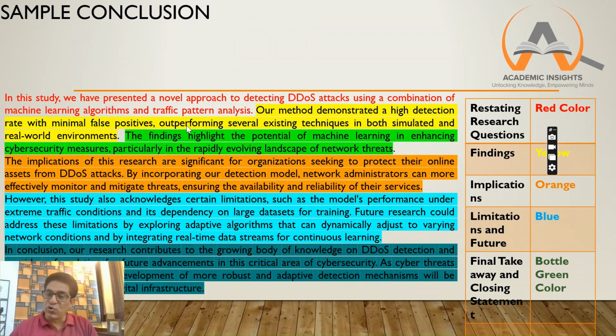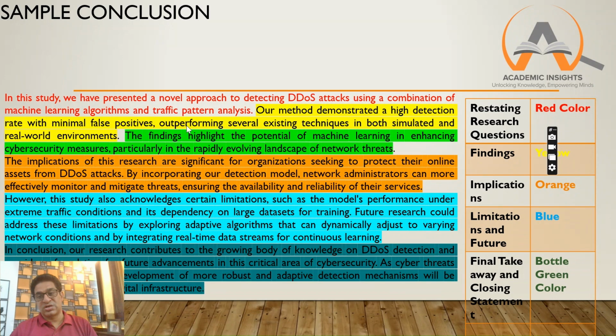So I am showing a sample conclusion, and I am giving a color to each component. In the first part, the red color shows you the restating of the research question. So we are going to restate what we are doing in our research problem. That is, in this study we have presented a novel approach for detecting DDoS attacks using a combination of machine learning algorithms and traffic pattern analysis. So I have restated what I have done.